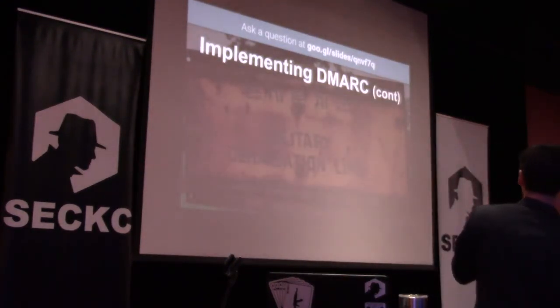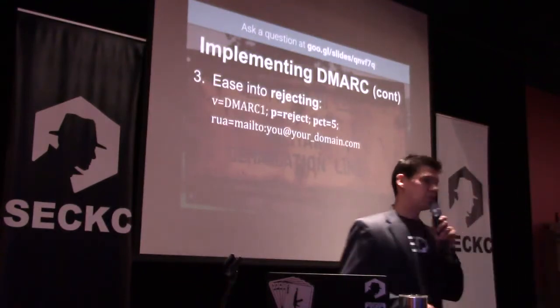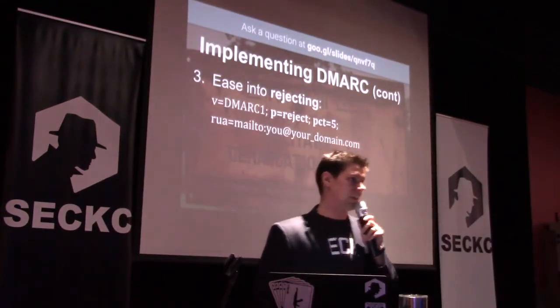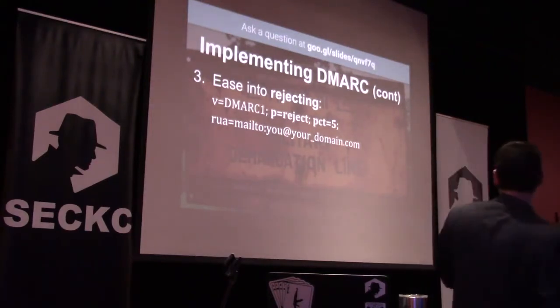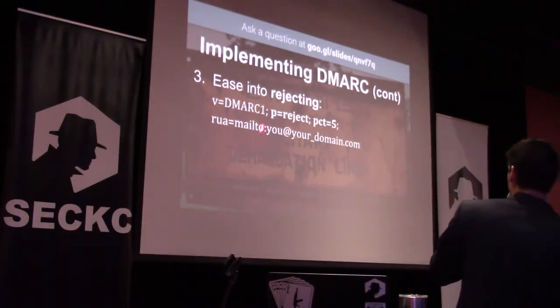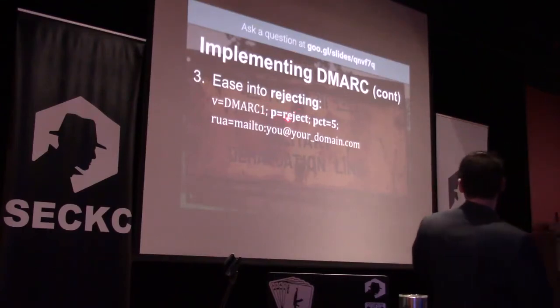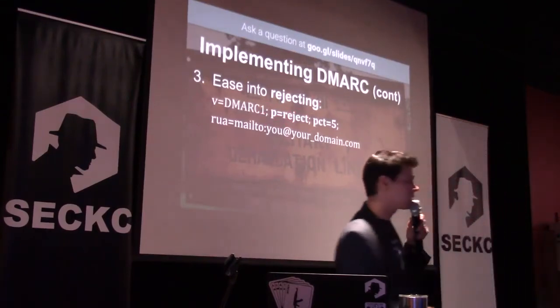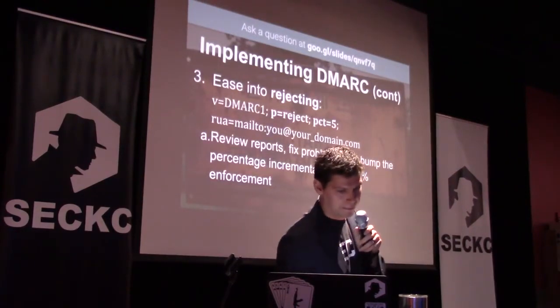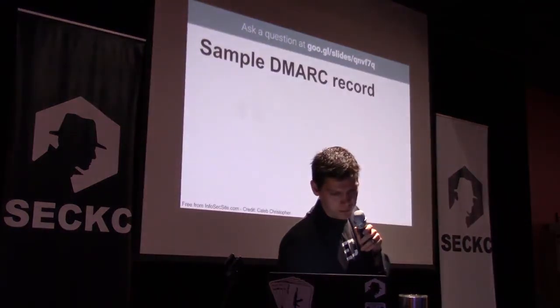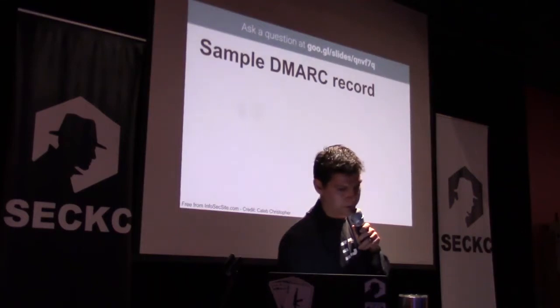and make your adjustments. Step 3, we ease into rejecting messages. Now DocuSign has 100% reject. That's what you all want to work toward. So we start, same thing, we just change the p equals to reject. Start with a low percentage and you're going to work it back up.